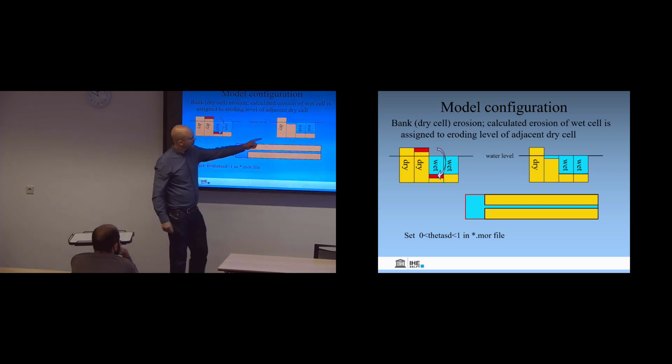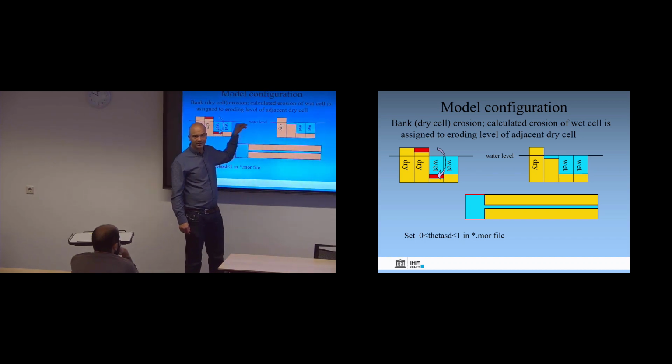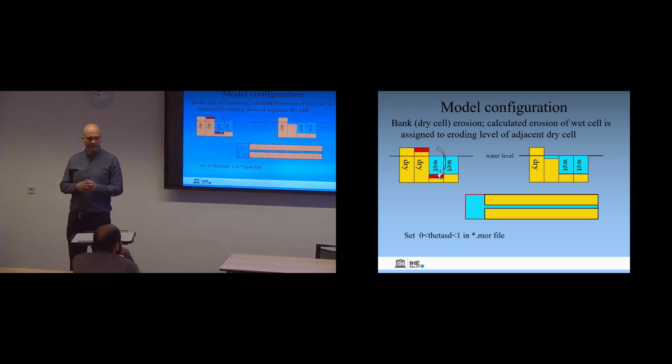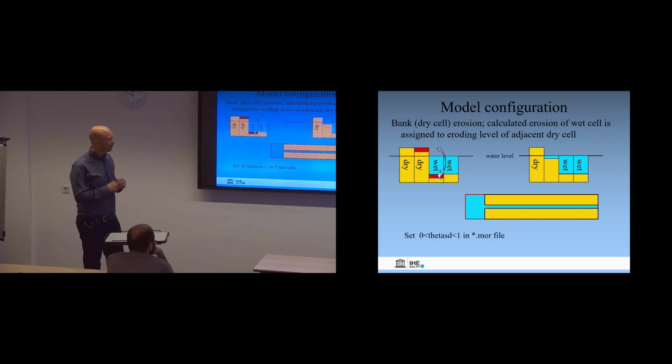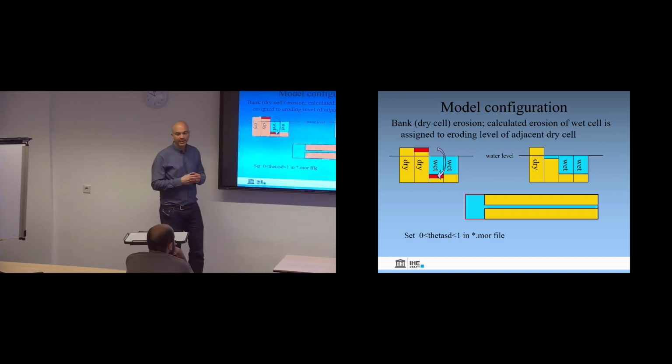So you get this result. Then this cell becomes wet, and if this cell erodes, it takes it from this cell, and so on and so on. So, is this true? I don't know. But it is a way for Delft3D to deal with bank erosion mechanisms.